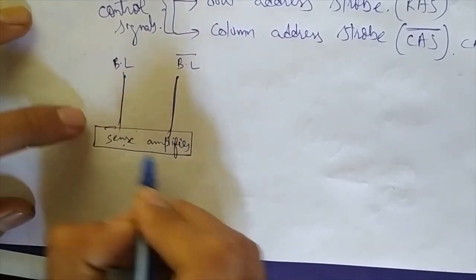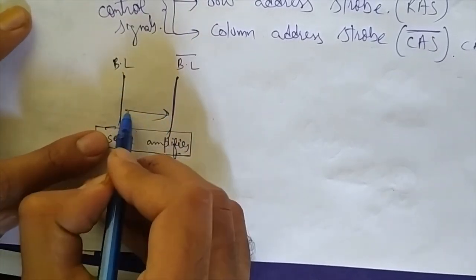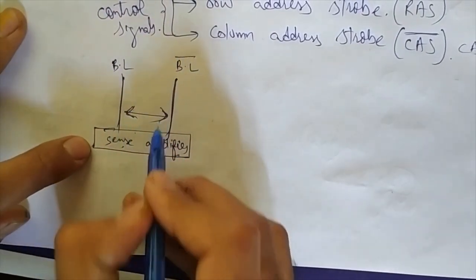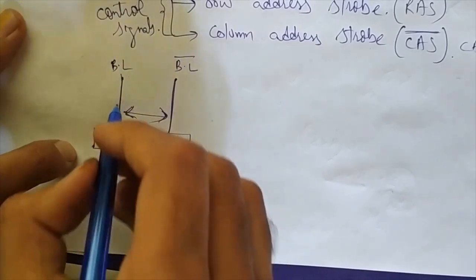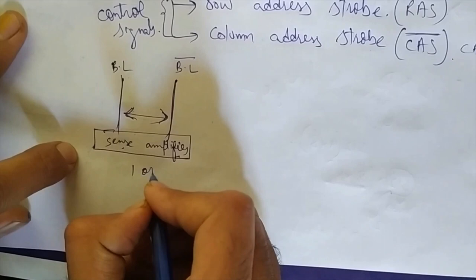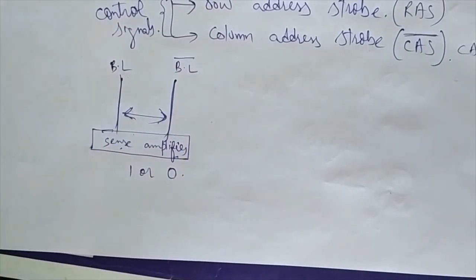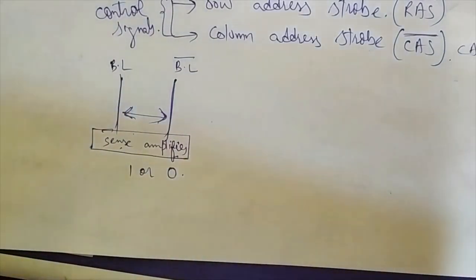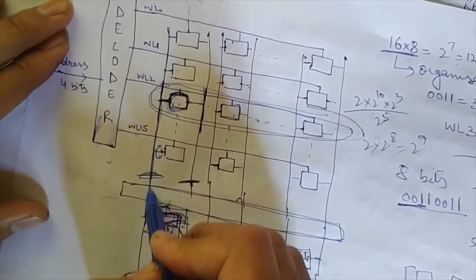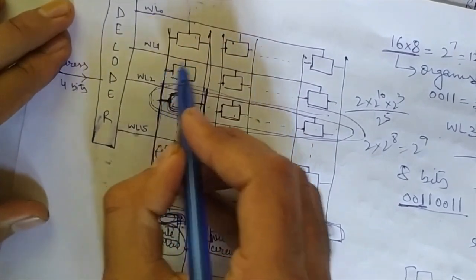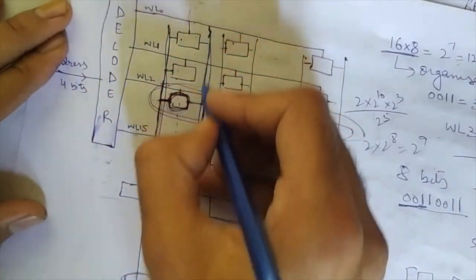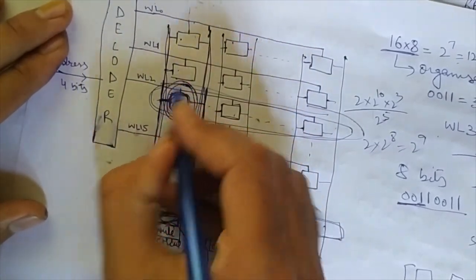And this sense amplifier senses the voltage difference between these two bit lines, and based on the voltage difference, it decides whether that particular SRAM cell stores one or zero. However, as you could see in the previous examples, for example in this SRAM array, each bit line is connected to a large number of SRAM cells. So the size of the bit line is very large compared to the SRAM cell.